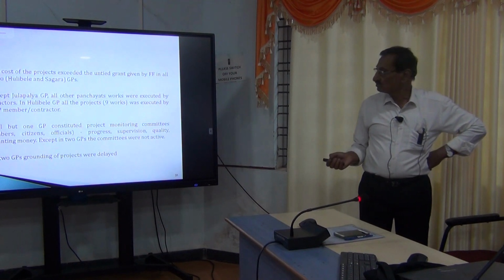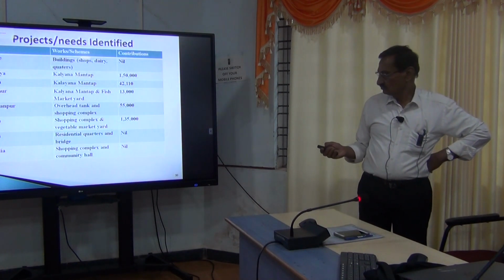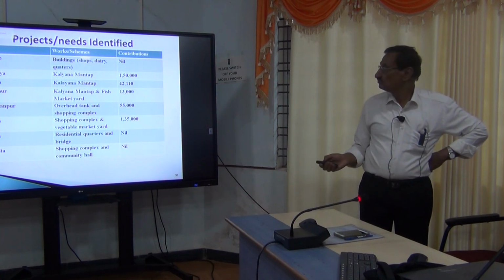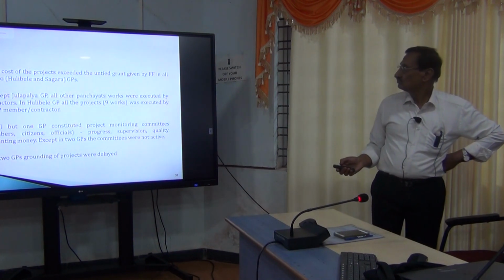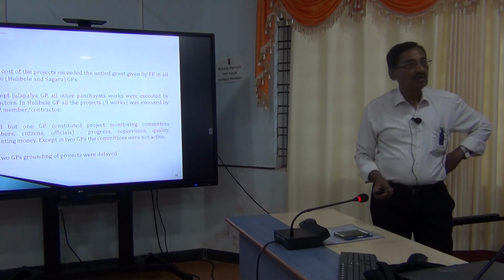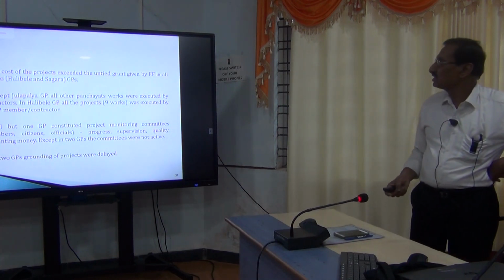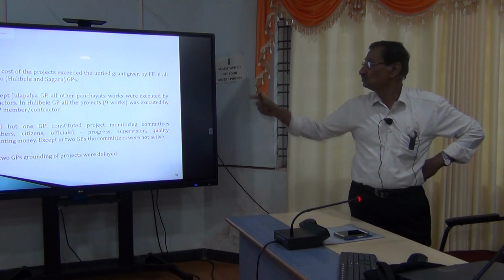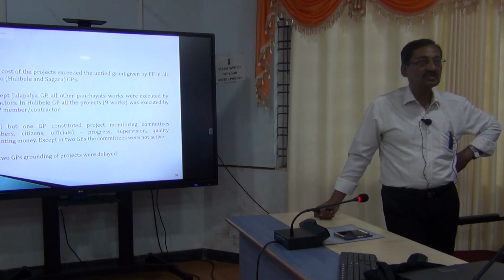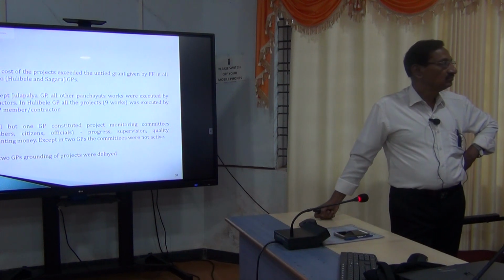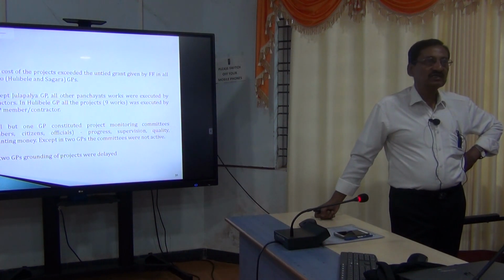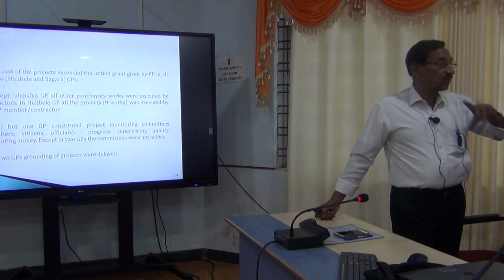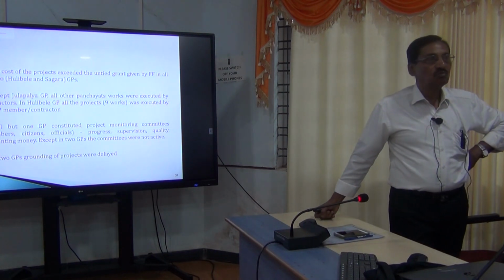What are the results from this? The cost of projects exceeded the untied grant given by Ford Foundation in 2 Gram Panchayats. The 2 Gram Panchayats got 7.5 lakh each, but their project's expenditure was more than that.